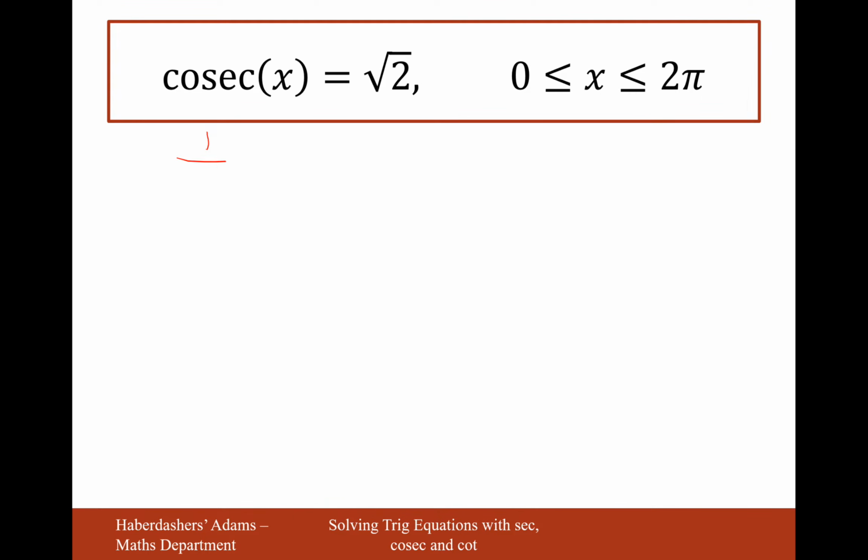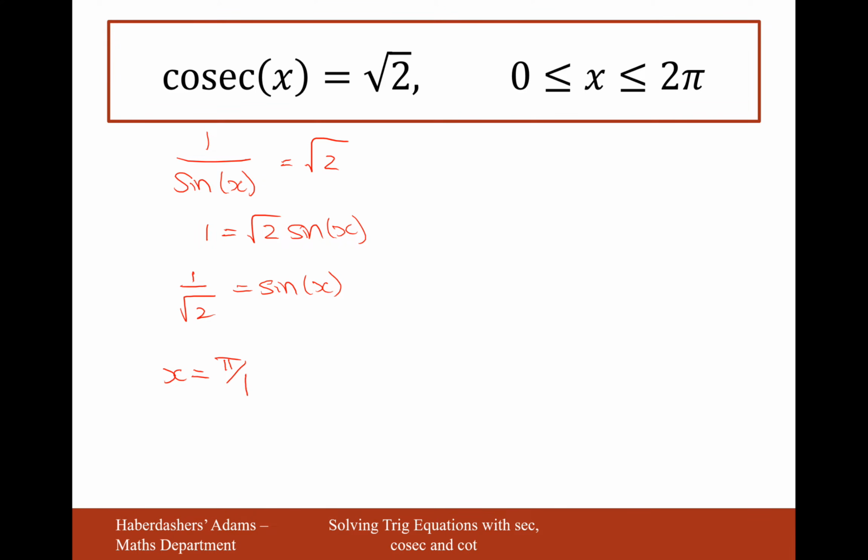This one here is a 1 over sine function. 1 over sine x equals root 2. Times sine onto the other side, so it would be root 2 sine x. Divide by root 2 onto the other side, you get 1 over root 2 is sine x. The next thing we do is we then do inverse sine, and we'll get pi by 4.